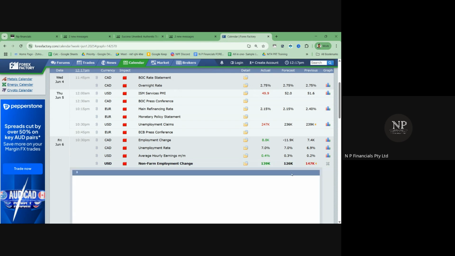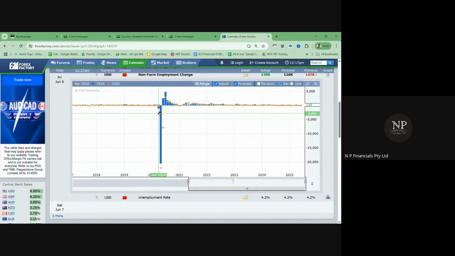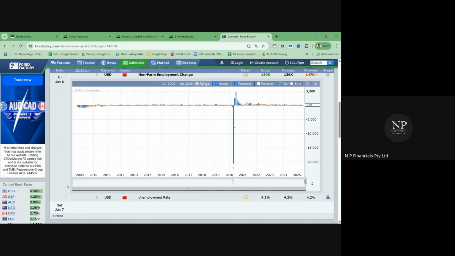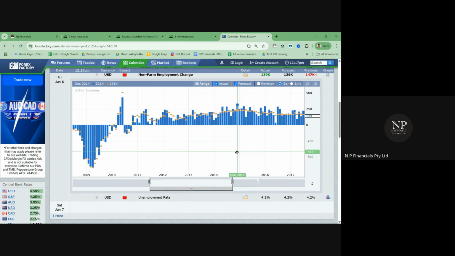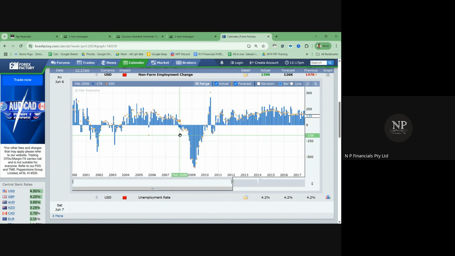If you see the graph here, so many people lost jobs in COVID. Yes, 20 million people lost jobs in COVID. But if you compare this with the global financial crisis, in COVID it was only for 1 or 2 months, and then the economy started adding jobs. But in the global financial crisis, from February 2008 till March 2010, for 2 years, so many people lost their jobs every month.